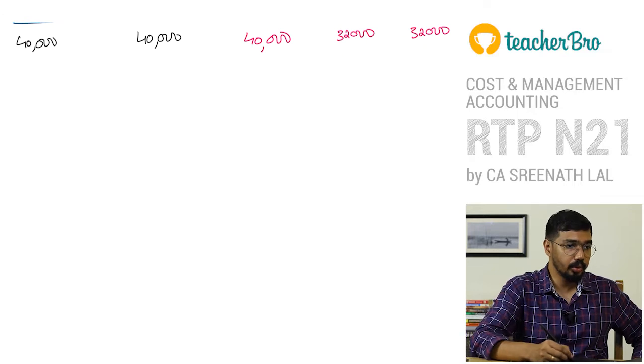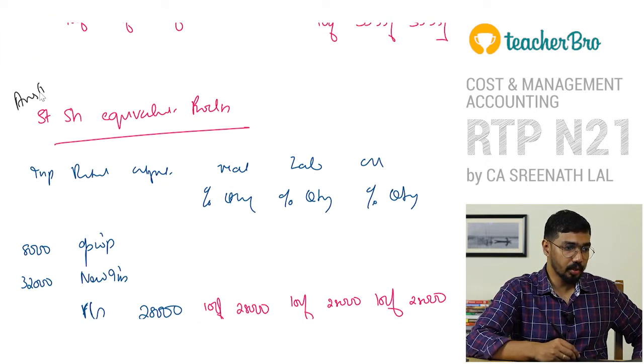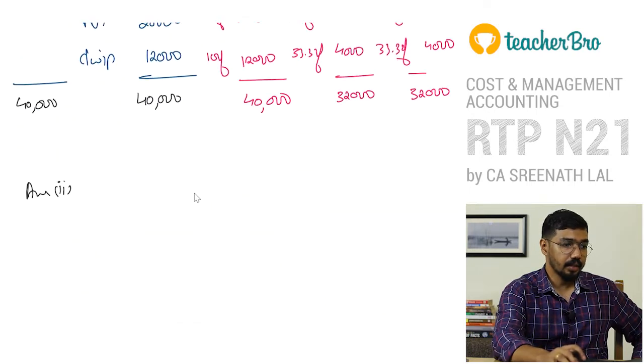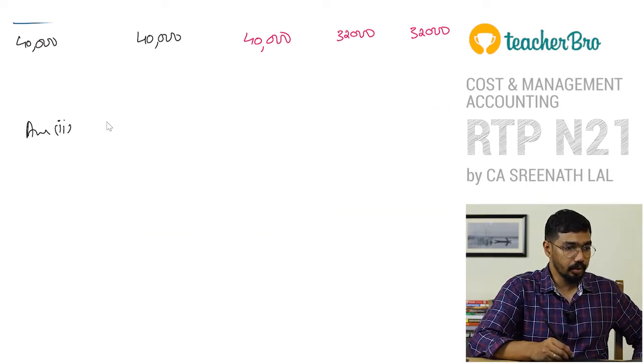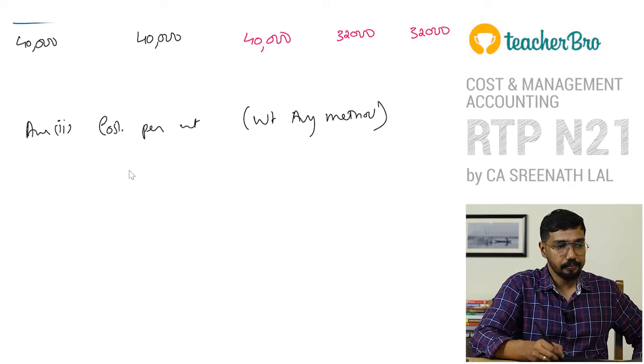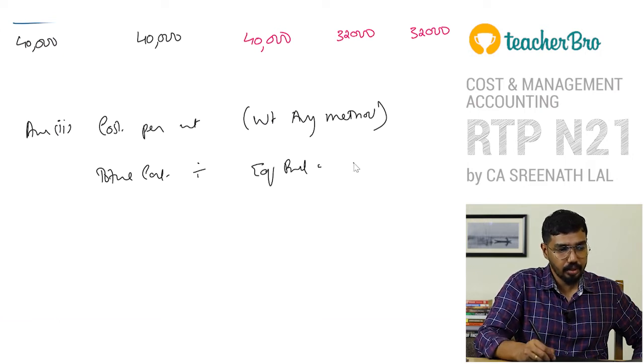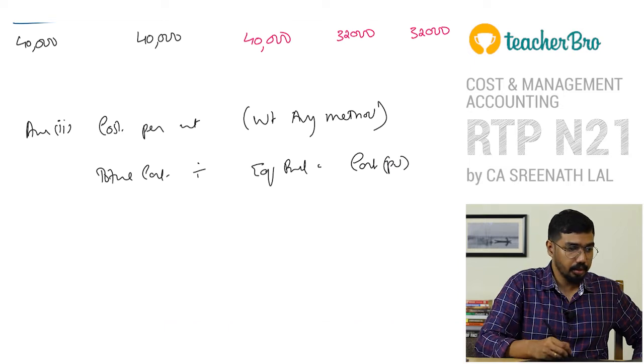Next step, I am going to compute cost per unit. So answer 2. So we already completed the answer number 1, statement showing equivalent production. This was answer number 1. Next, answer 2, cost per unit. Okay, weighted average method. So my formula is total cost divided by equivalent production is equal to cost per unit.